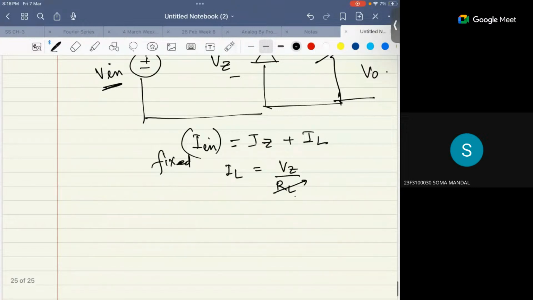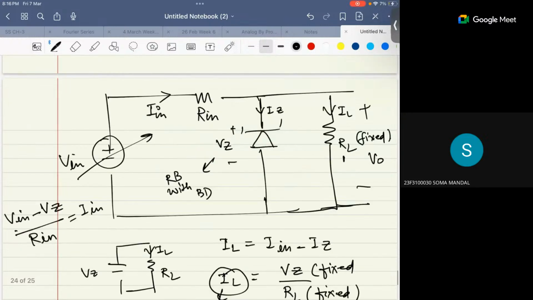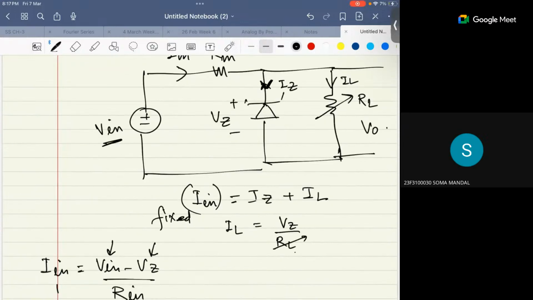In the first condition, what was happening? I input was variable because it was dependent on V input, because you are varying V input. So this is the condition that you call line regulation. You are just changing the value of V input. In the second case, what is happening? You are changing the value of the load resistance itself.